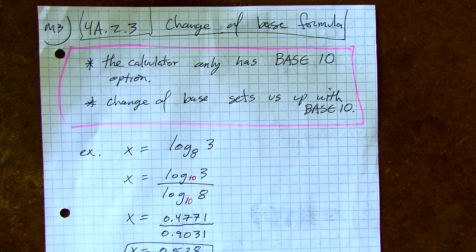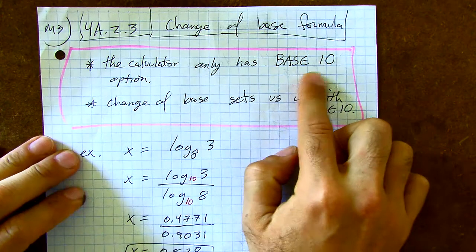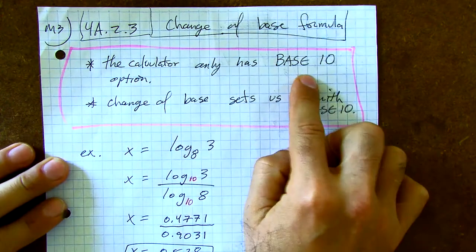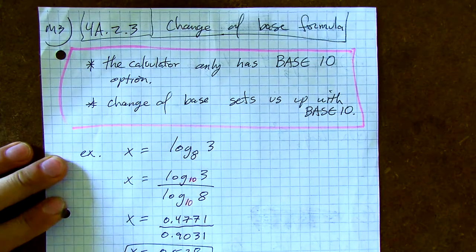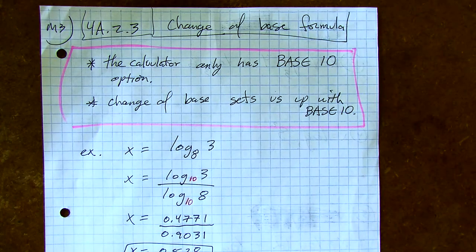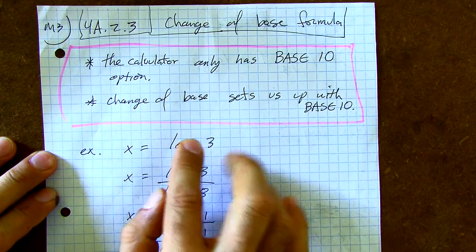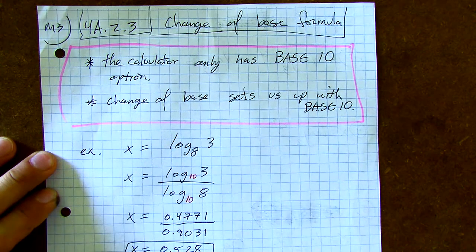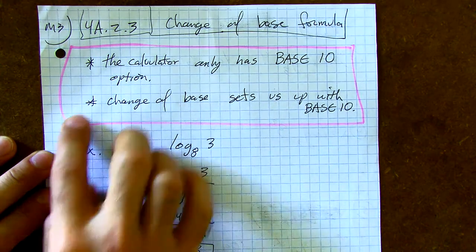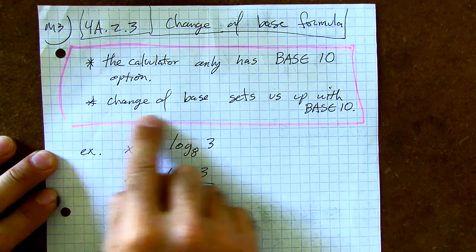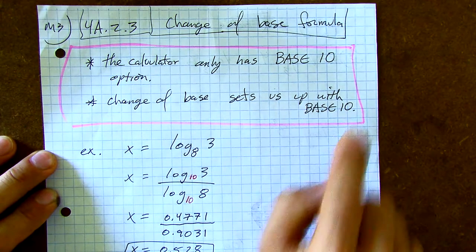If you think of it that way, for a calculator to have all the bases, it would just be endless. So instead, we use base 10, and we use the change of base formula to be able to calculate it, because a calculator only has base 10. In some ways these are very abstract, and we're bringing it to the base 10 world that all math in Western culture is based on. So the change of base sets us up with base 10.